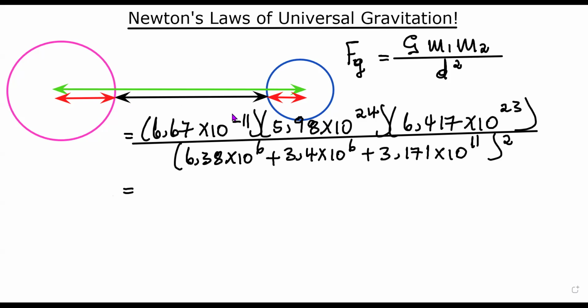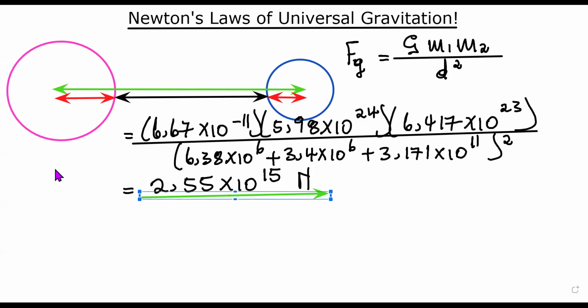So if you plug everything into your calculator, you find that this gravitational force will be equal to 2.55 times 10 to the power 15 newtons. It's a very great force, or a large force if you like. I'm not sure. But this should be the magnitude of the gravitational force between these two planets.